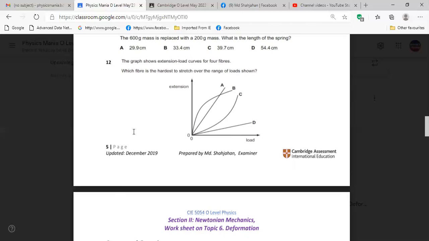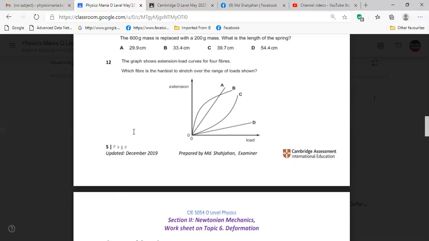Which one is hardest? Sir, 1 minute. I have a question. The harder the spring is, the less it will stretch, right? If it is harder, then you will have less extension, right? Yes, it's D. So clear, right? Yes, sir.